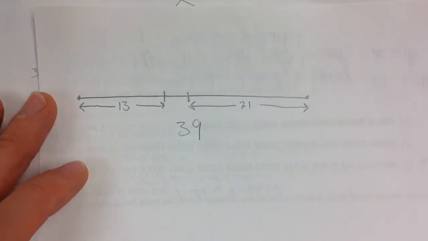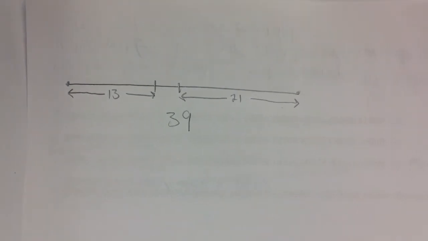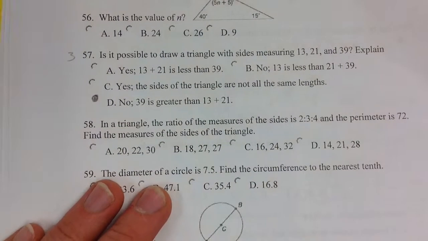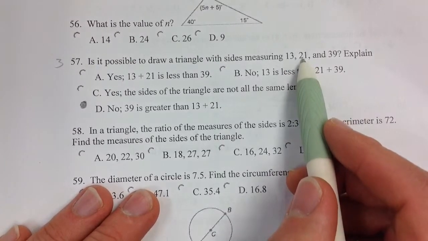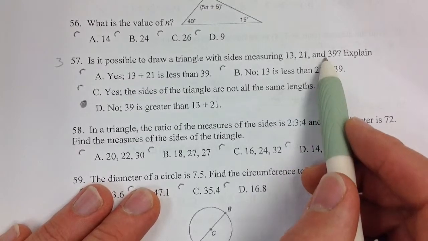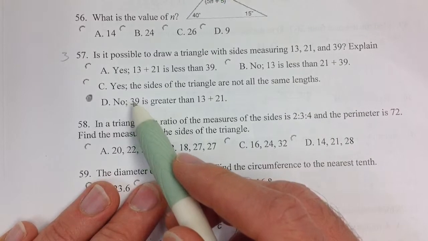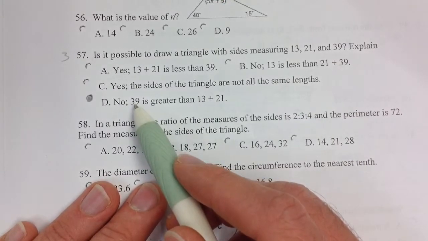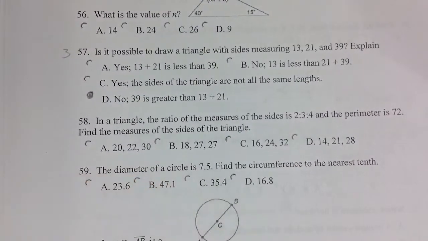Does anyone know the triangle inequality theorem? The two shorter sides must be greater than the third side. Excellent. So our two shortest sides here are 13 and 21. What's the sum of those? 34. 34 is not greater than 39. Or in other words, this cannot be drawn because 39, the longest side, is greater than the sum of the two shortest sides. Any questions on 57?